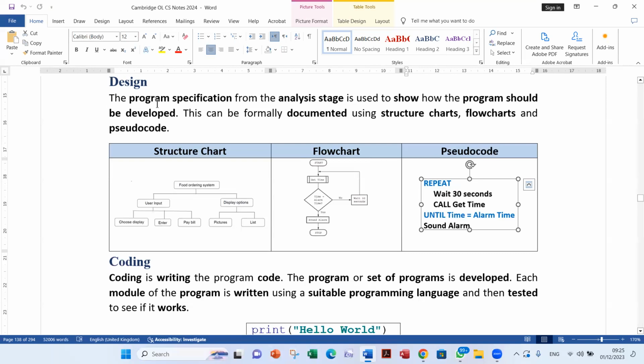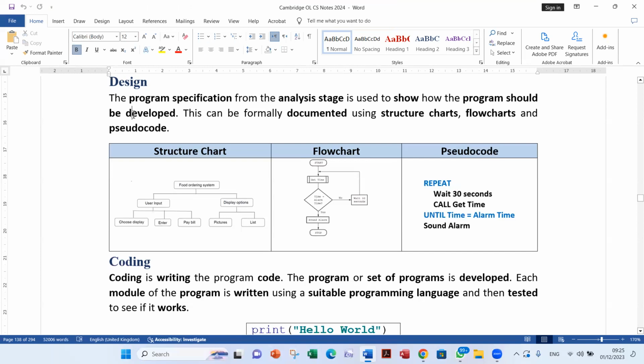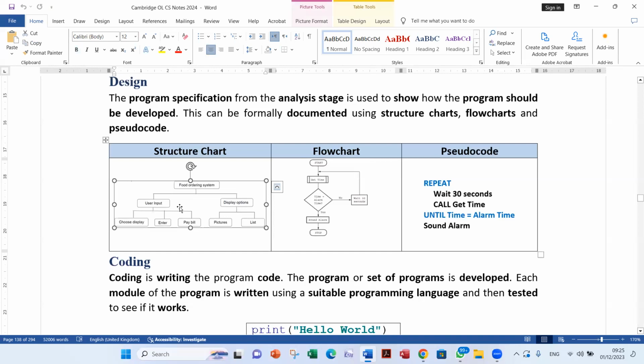So, design: the program specification from the analysis stage is used to show how the program should be developed. So now you are considering how the program should be developed. This can be formally documented using structure charts. These are structure charts that show the structure of the program, how the program can be split into smaller components and the relation between those smaller components.